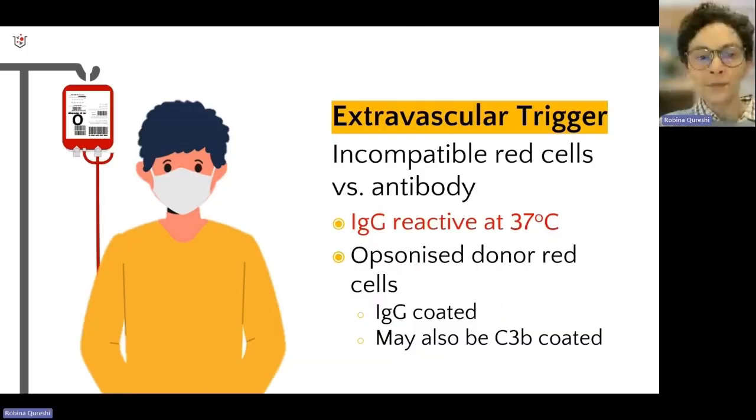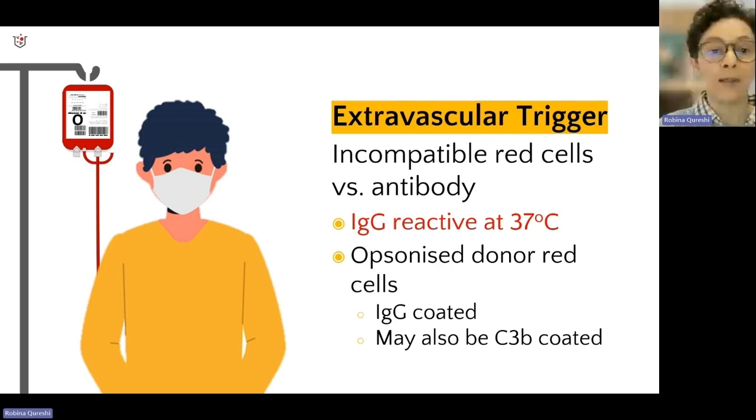Okay, so with the extravascular trigger, the amount of antibody present is typically far less than in the case of ABO antibodies. So we've got a reduced capacity to continually activate the complement cascade, if it was going to be activated as well. So complement is usually halted at the C3 stage if it is involved at all.